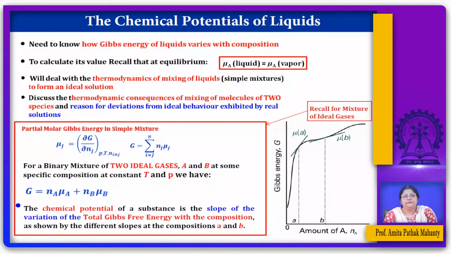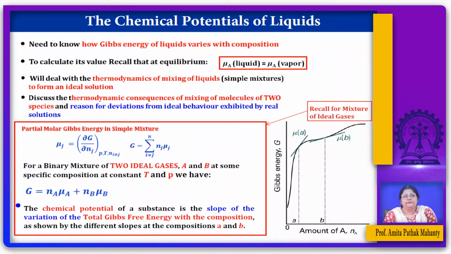Now, for the chemical potential of a liquid, we do not know how the Gibbs energy of the liquid is going to change with composition. We need to know that. To begin with, we begin with the equilibrium system, because we are all dealing with equilibrium thermodynamics. The basic equation which can correlate the liquid and the gaseous system is the equilibrium, where the chemical potential of a species is the same in the two phases, whether it is the liquid phase or the vapor phase. Okay, so at equilibrium, the chemical potential of a species will be equal in the gas phase and the liquid phase.